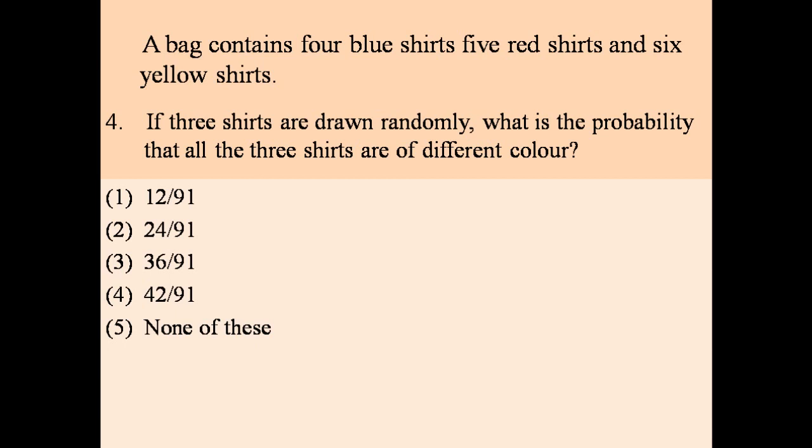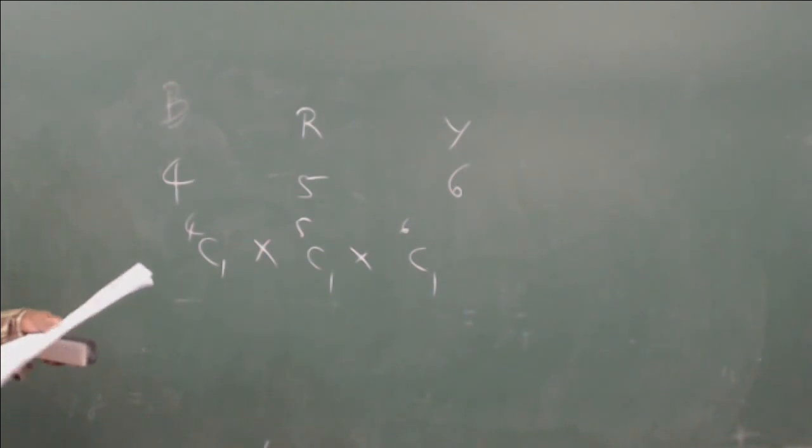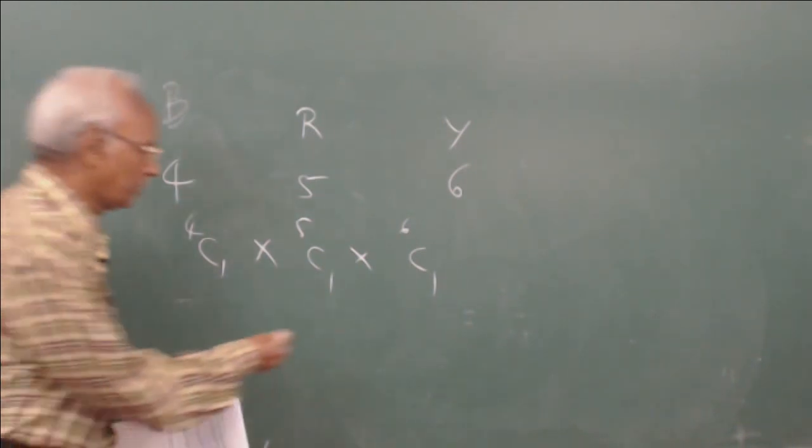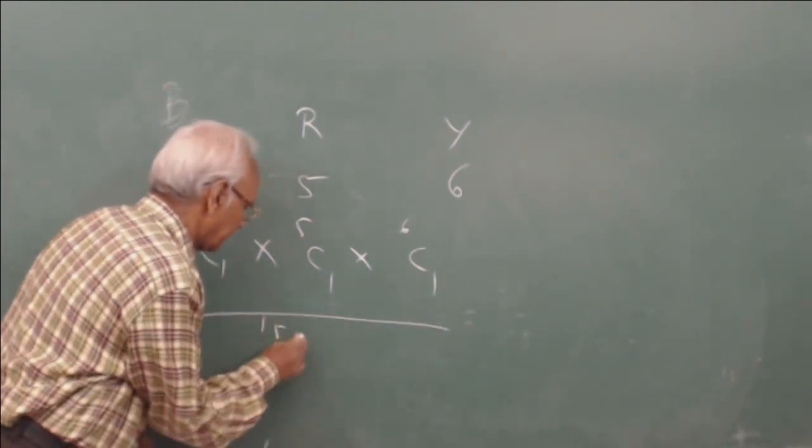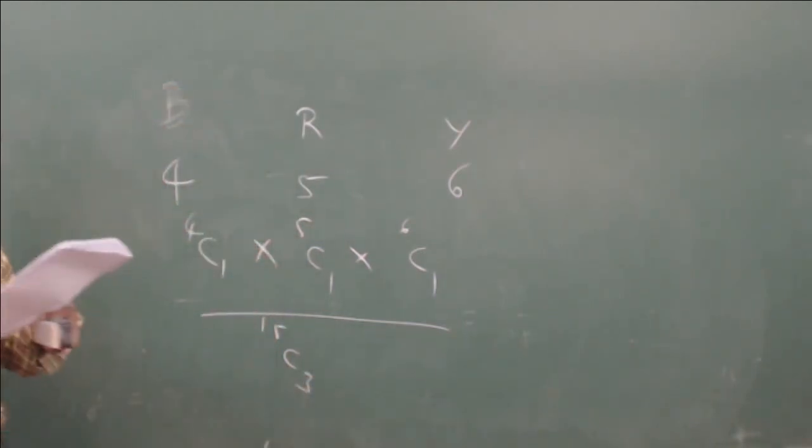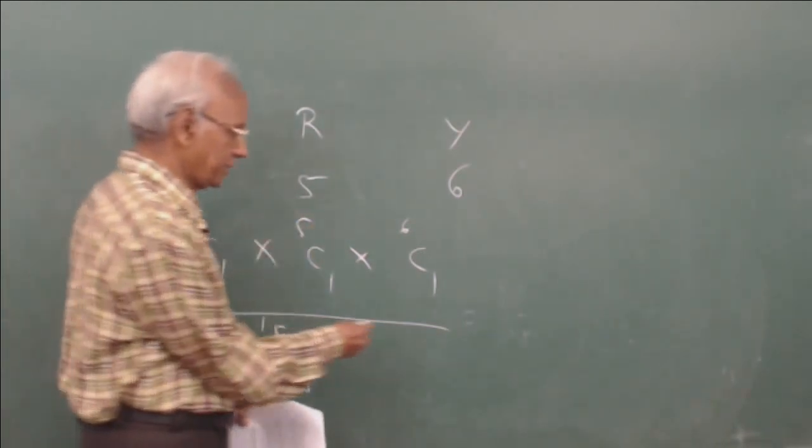So what is the possibility of drawing a blue shirt? There are 4 blue shirts, out of which one has to be drawn, so 4C1. Also I want one red shirt, so it is 5C1. Also I want one yellow shirt, so 6C1. These are all the favorable outcomes for getting one of each color. That is for the numerator. The denominator is of course 3 shirts out of 15, so 15C3. This has to be simplified.